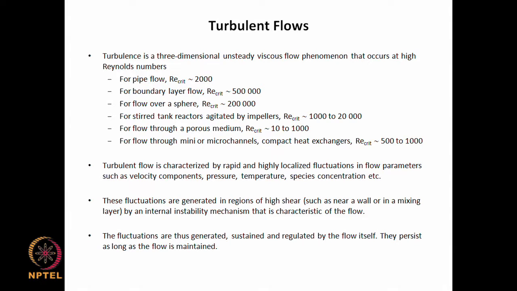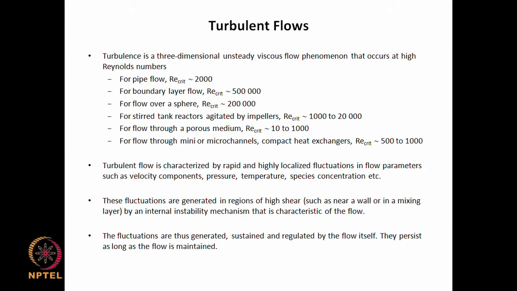And on the other hand, as you go to very tiny channels, micro channels or compact heat exchangers with very small length scales, for example the gap between plates of a compact heat exchanger can be of the order of 1 or 2 millimeters. In such cases, even though these are like flow through ducts and pipes, you have a transition to turbulent flow which happens at much lower Reynolds numbers of the order of 500 to 1000.